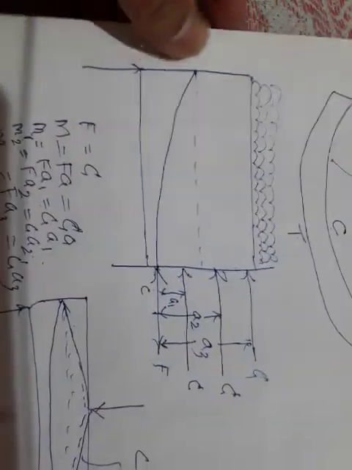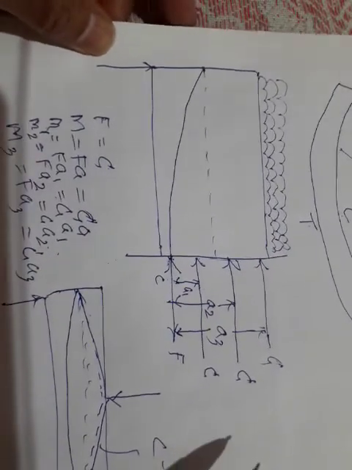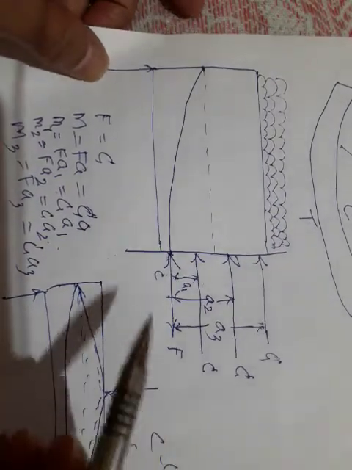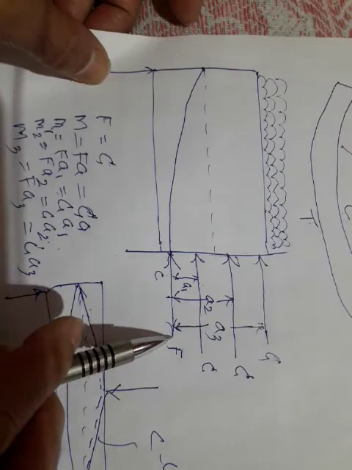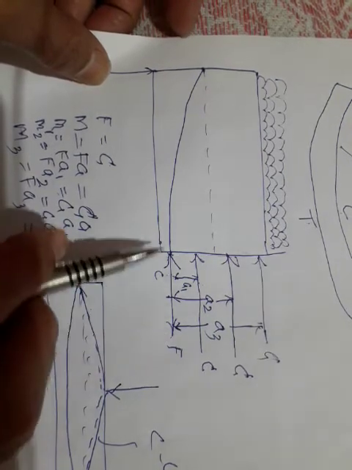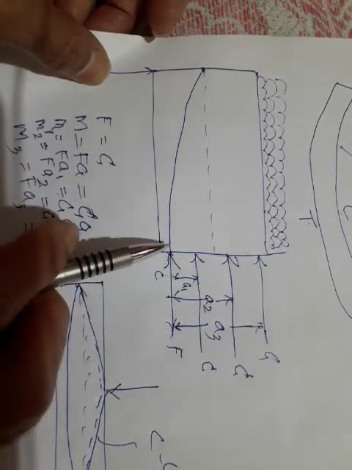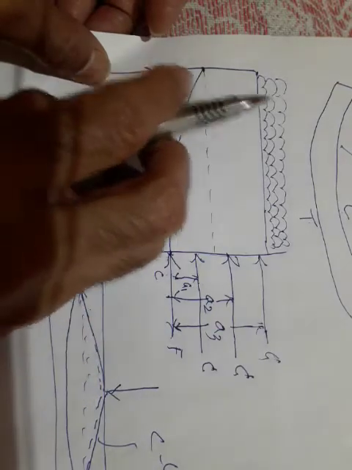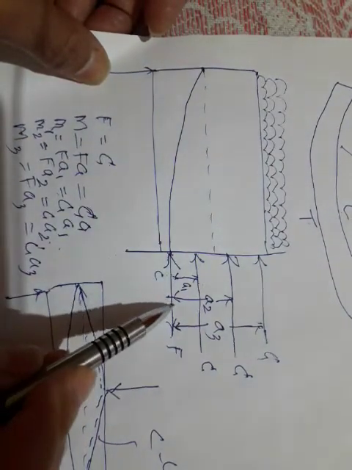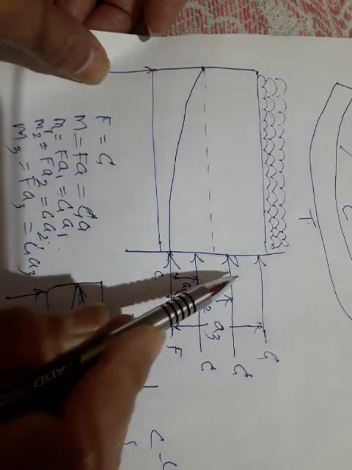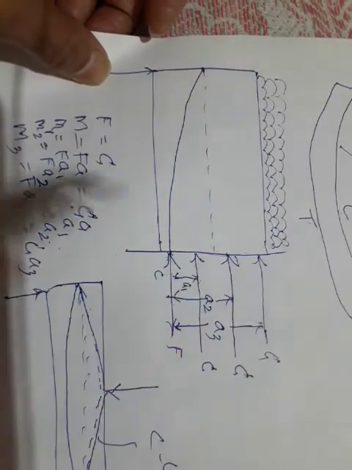In the last class, when I was discussing with you the pressure line or C line, I said that in the beginning your F force and C force will coincide. Am I right? Yes, they are coinciding. As the load is increased, your C force starts shifting upwards. Am I right? It starts shifting upwards.